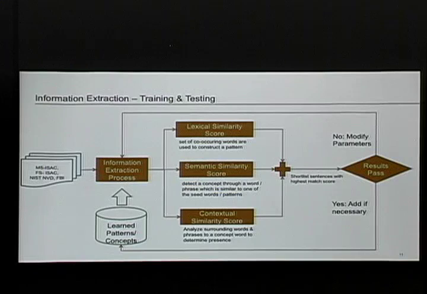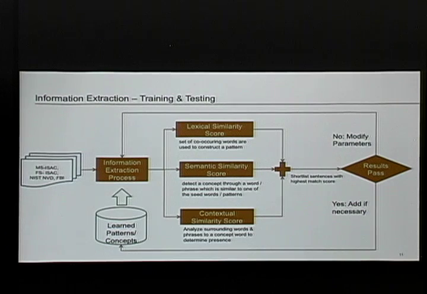Right, and let me quickly go to the next slide so Elvis can then really show you what this looks like in real life. So we went through several iterations of training and testing. We used documents and advisories from MS-ISAC, FS-ISAC, and ICS-CERT. Ran it through the information extraction process, matched it against all the learned patterns that we had created, right? So the patterns that we created in the previous step, matched it against those, and we calculated 3 different similarity scores: lexical, semantic, and contextual similarity.